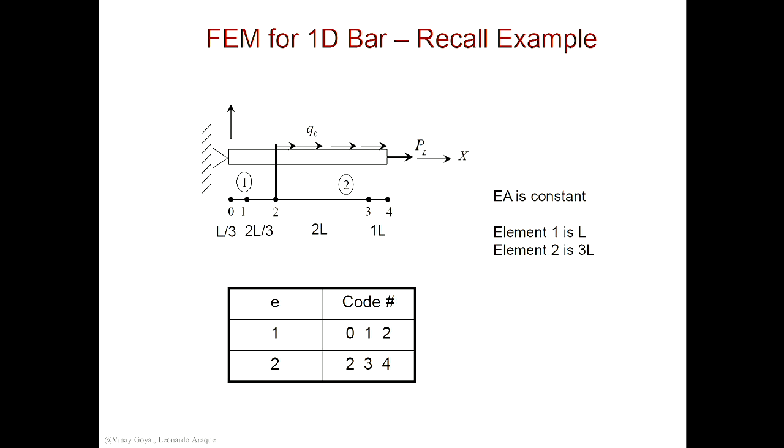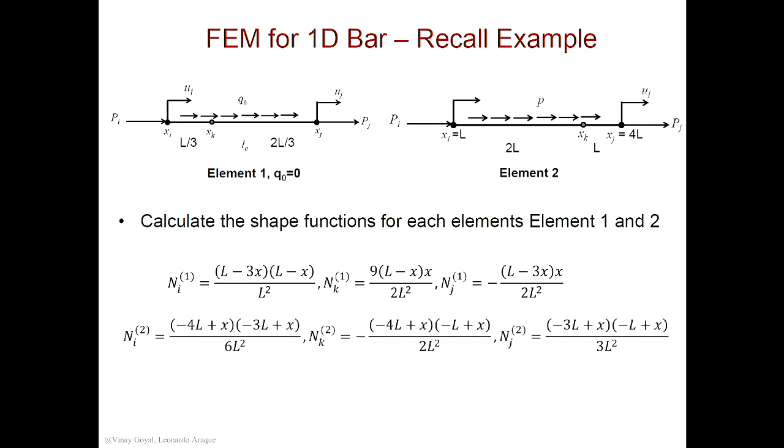And you can see the element connectivity for element 1 is 0, 1, 2, and for element 2 is 2, 3, 4. And so what we did in this example, I showed you the steps that we took. We calculated shape functions. Everybody here knows how to derive shape functions now, right? It's a very quick process, but you have to calculate them.